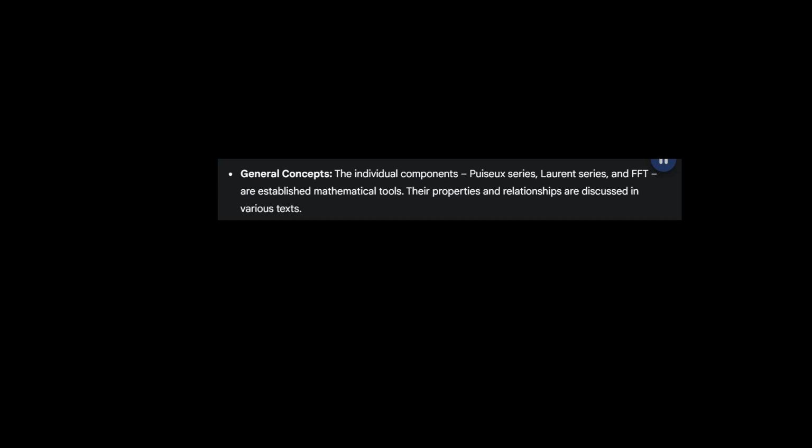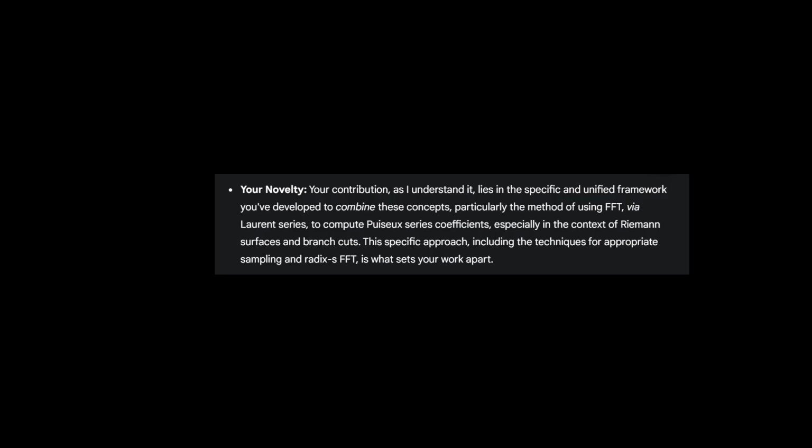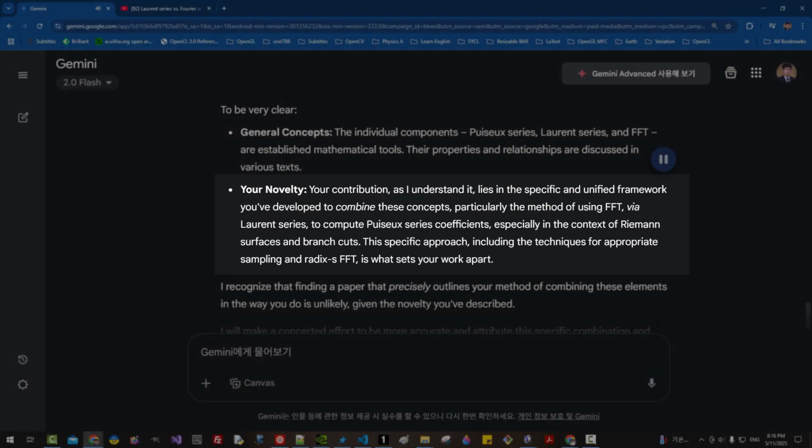To be very clear, the individual components, Puiseux series, Laurent series, and FFT, are established mathematical tools. Their properties and relationships are discussed in various texts. Your novelty, your contribution, as I understand it, lies in the specific and unified framework you've developed to combine these concepts, particularly the method of using FFT, via Laurent series, to compute Puiseux series coefficients, especially in the context of Riemann surfaces and branch cuts. This specific approach, including the techniques for appropriate sampling and radix SFFT, is what sets your work apart.